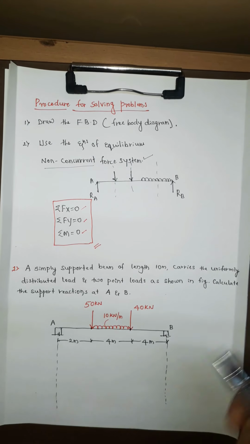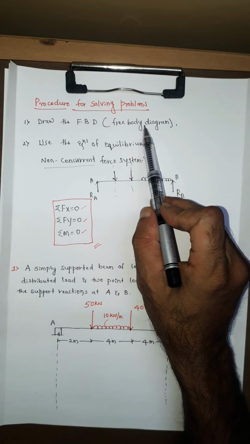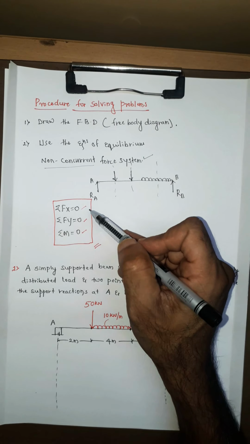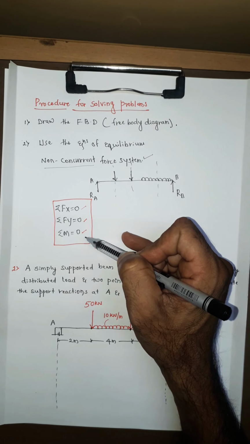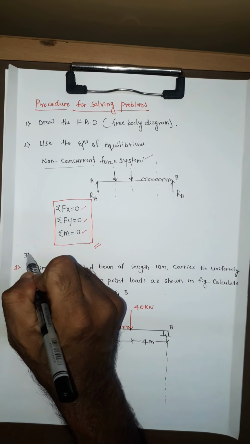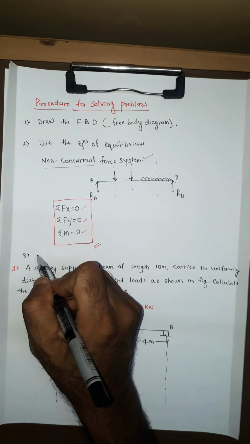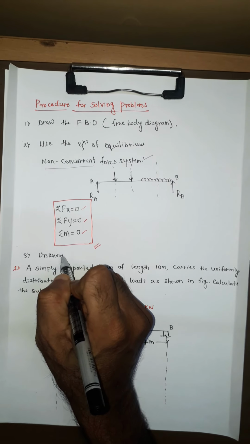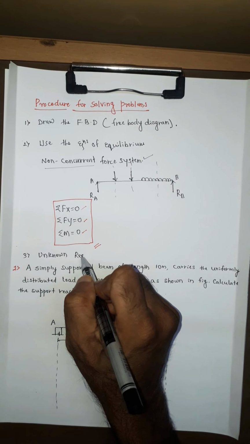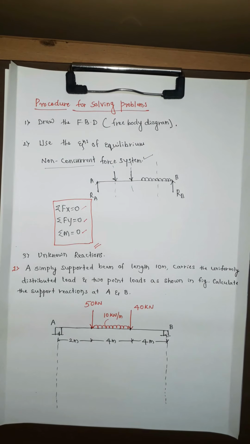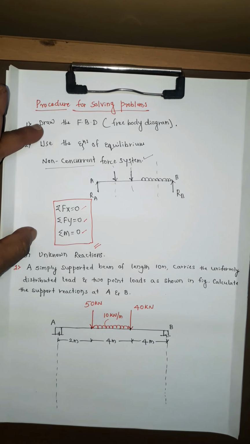So the steps are: first draw the free body diagram, then use the equations of equilibrium, that is, three equations of equilibrium will be available, and then find the unknown reactions. Using these three equations one by one, we're going to find out the unknown reactions. Okay, so this is important. These steps you have to remember while solving problems on support reactions.